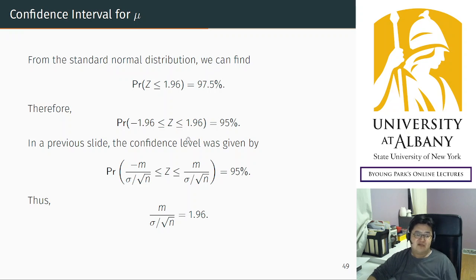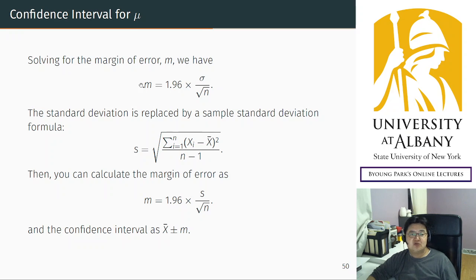So now we can match these two equalities. Then this equals this, right? 1.96 should be m over sigma over square root n. But what we are solving for here is m. M is our unknown, the margin of error we want to calculate, so you write m in this way. But still there is a remaining problem.